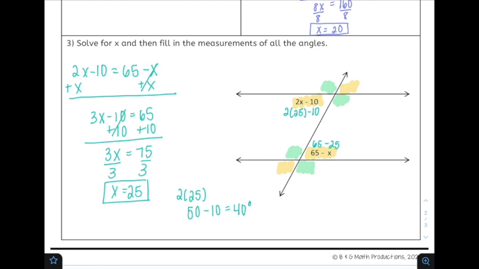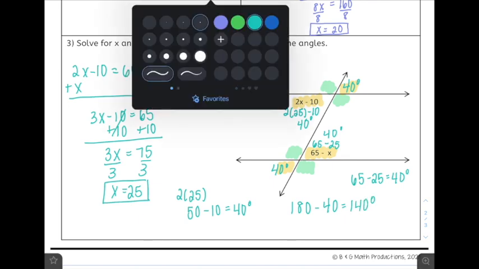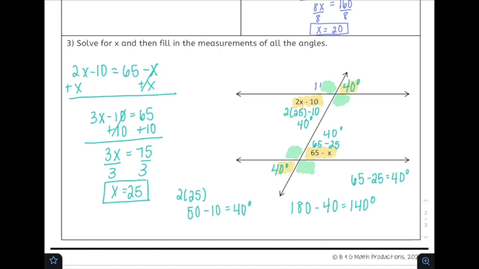If I did this right, my other angle should be exactly the same thing. 65 minus 25 will give me 40 degrees. So each of these are going to be 40 degrees. And then I want to figure out my supplement. So that's going to be 180 minus 40. I'm left with 140 degrees. So the supplement is going to be 140 degrees.